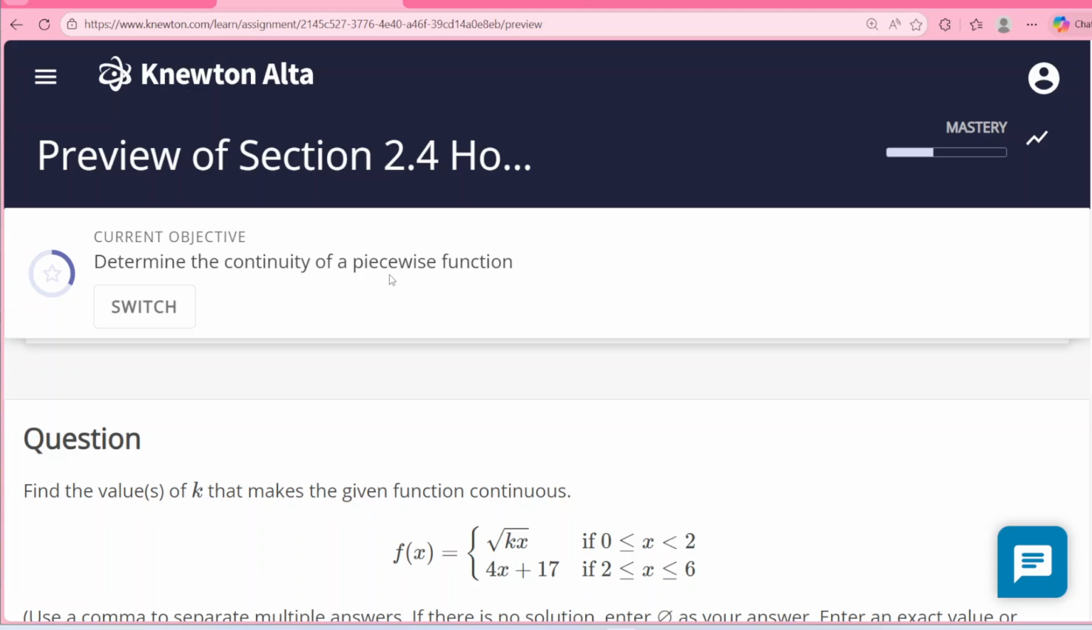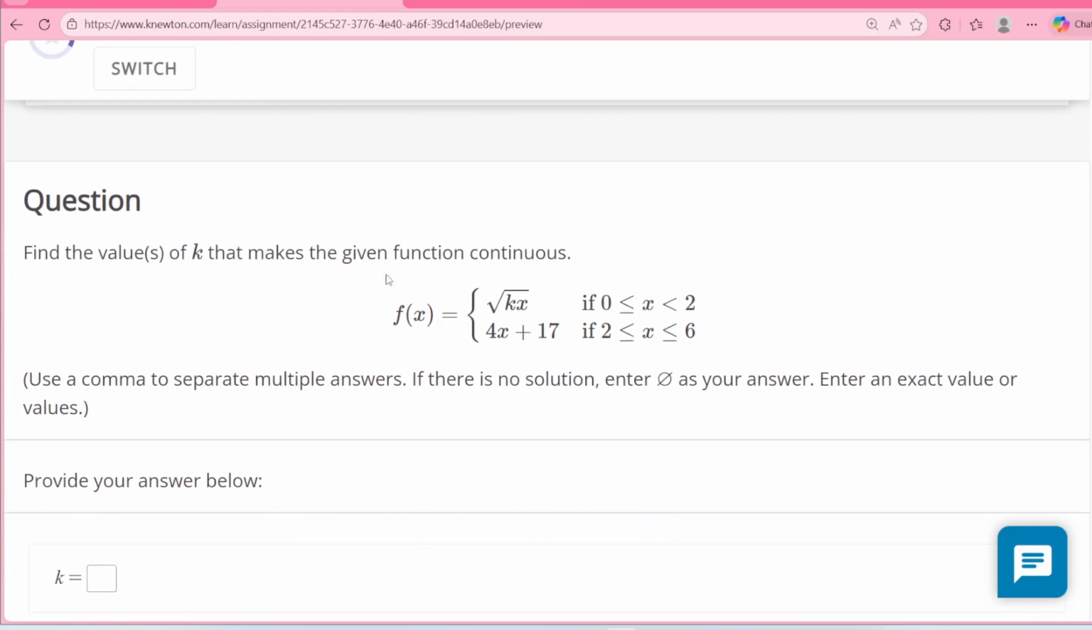All right, so another continuity of a piecewise defined function. Now this is a little different. This is something we haven't seen, so I'll write this one out. So it has to find the value or values of k that makes the given function continuous. And if there are multiple answers, you got to separate them with a comma. If there's no solution, you enter this empty set symbol as an answer and enter an exact value or values, right? So no crazy decimals or anything like that. Just enter exact values.